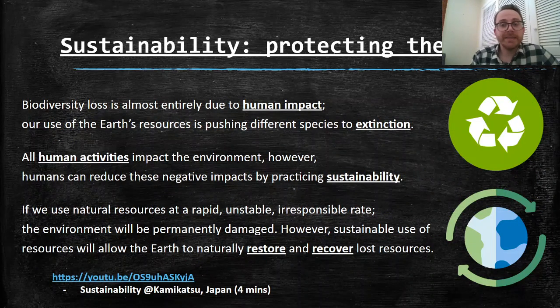Sustainability, protecting the future. So biodiversity loss is almost entirely due to human impact. Our use of the Earth's resources is pushing different species to extinction. So that's bad, but if it's almost entirely due to human impact, that means that we can change it, we can improve it. So if it's only us that's causing the problem, then we can fix the problem.